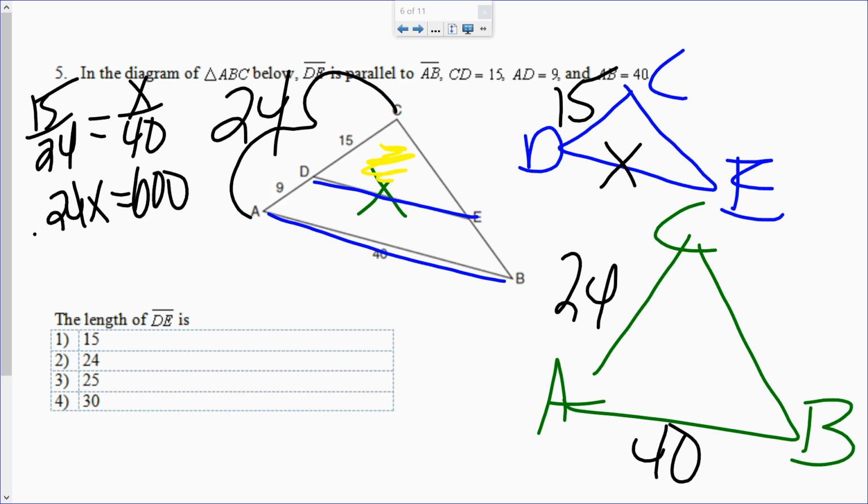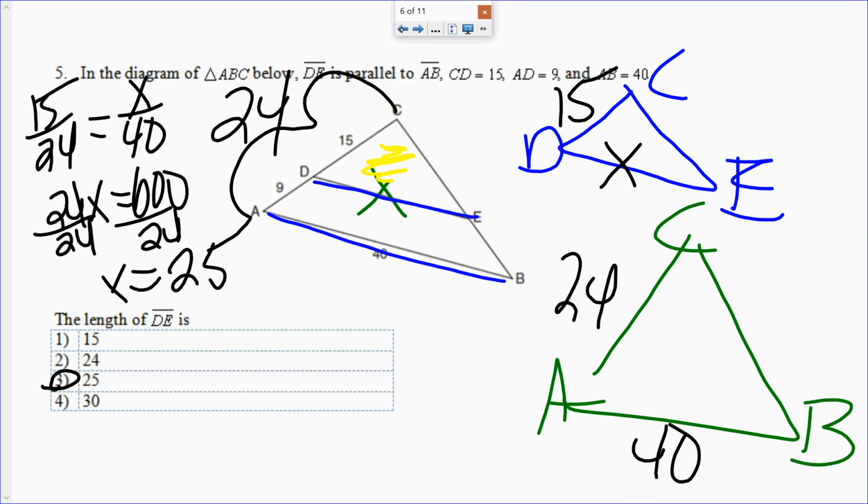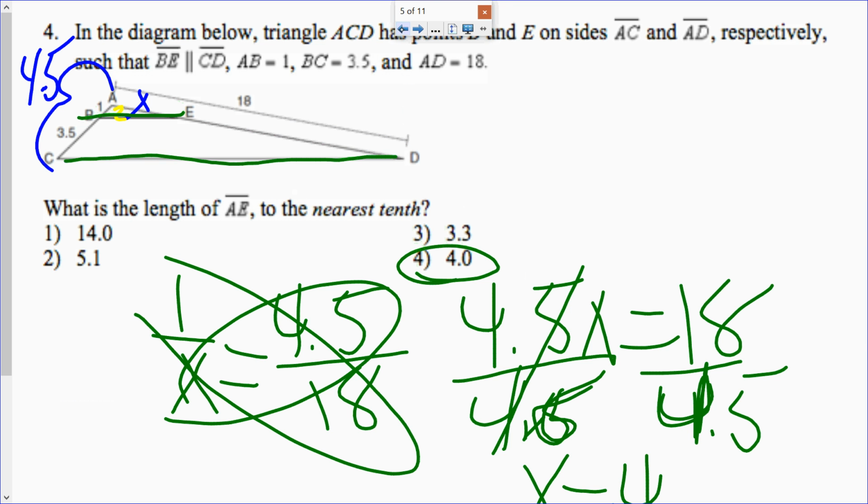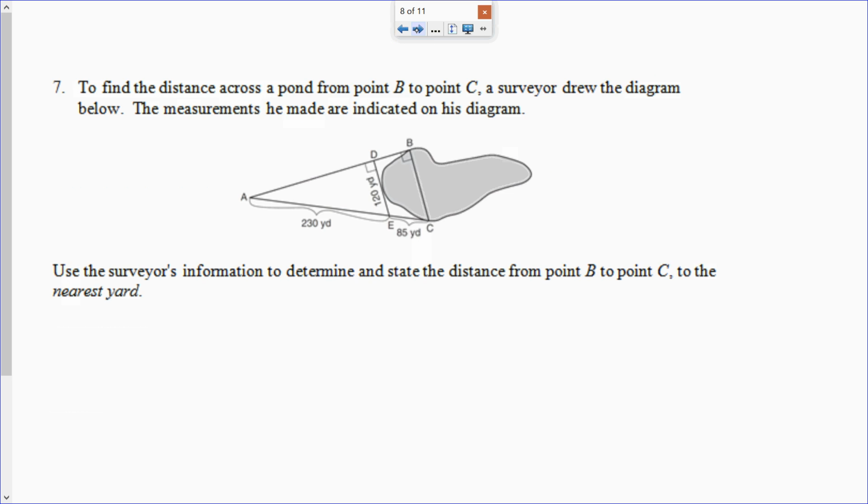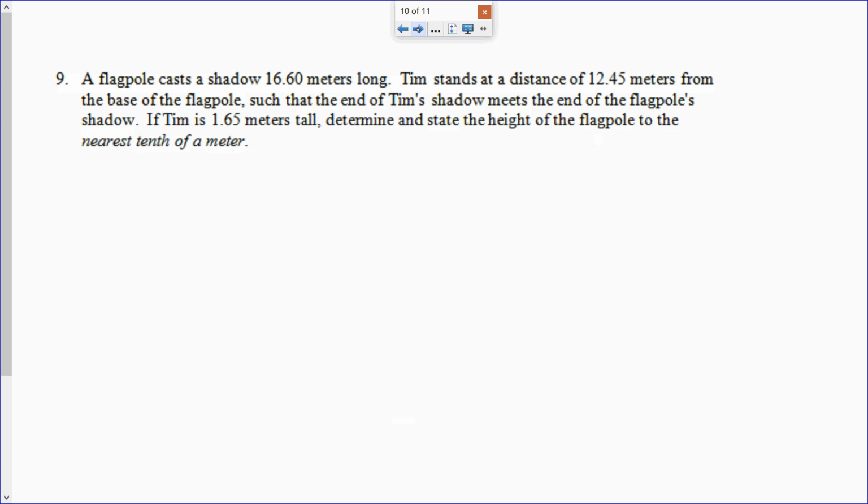24x equals 600. 600 divided by 24 is, I think, 25. Yes, it is. So that would be your answer. If the bases are involved, separate the triangles. Expect to have to add or subtract pieces, and then set up your proportion. If the bases are not involved, you put the top over top, the side over side, and the bottom over bottom. Let's go over one of these shadow questions, and then after that, I'm going to let you off on your own.